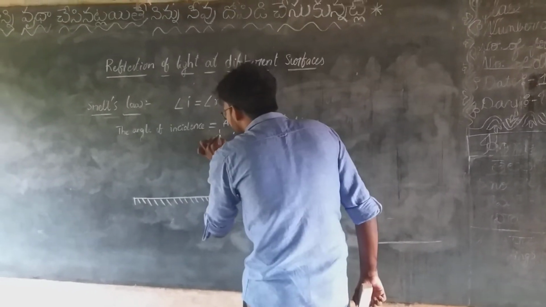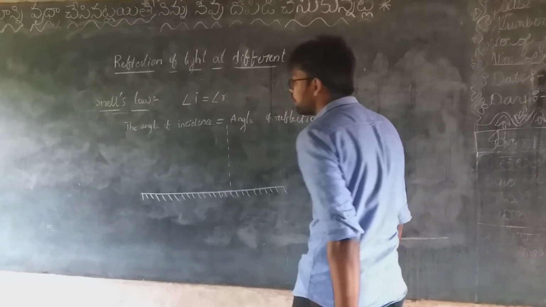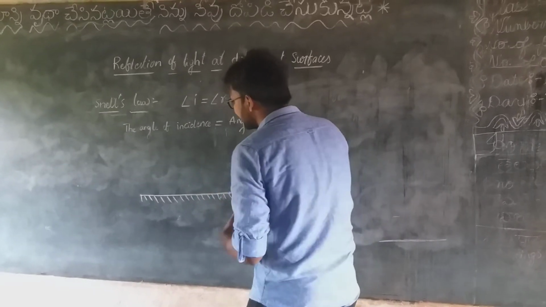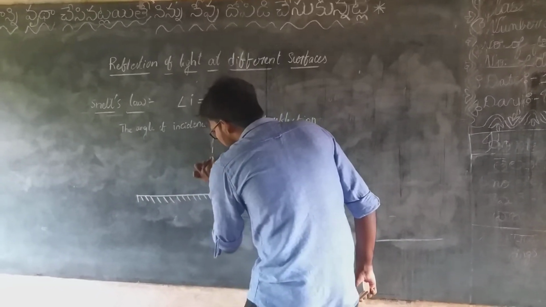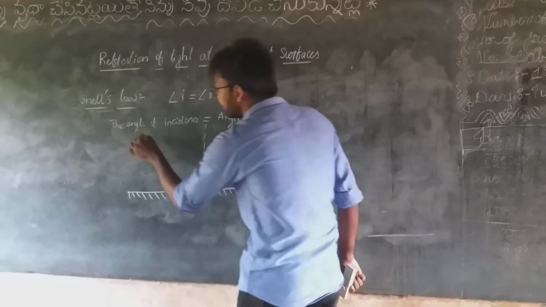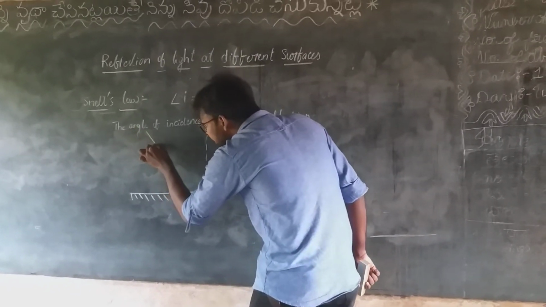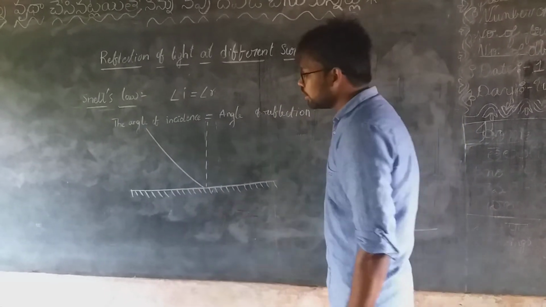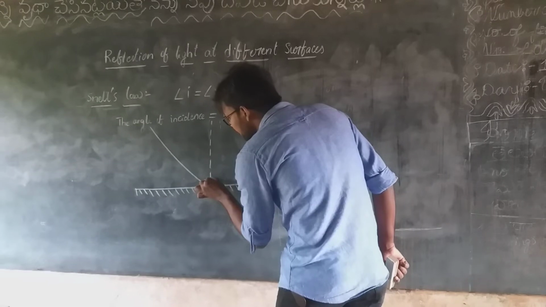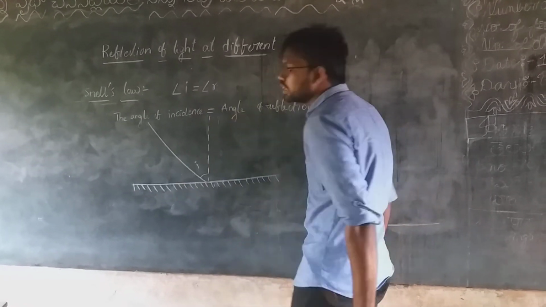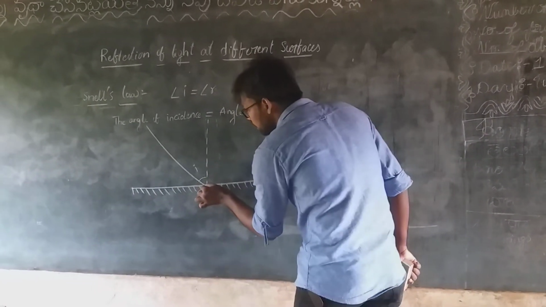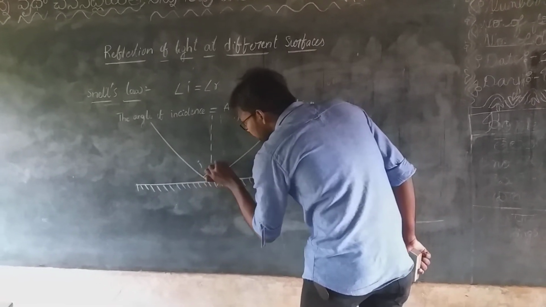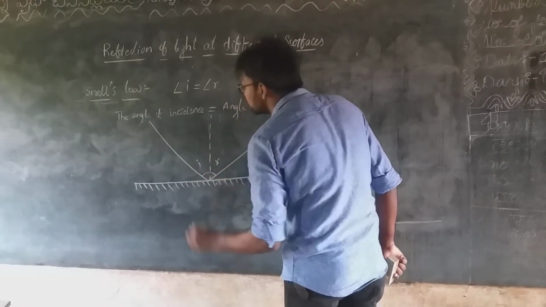So this is normal, which is perpendicular to the center of the mirror. Perpendicular to the center of the mirror, that is known as normal. Any incident ray is incident at the center, at the normal. From this, here is the angle of incidence. Both should be equal. Angle of incidence is equal to the angle of reflection.